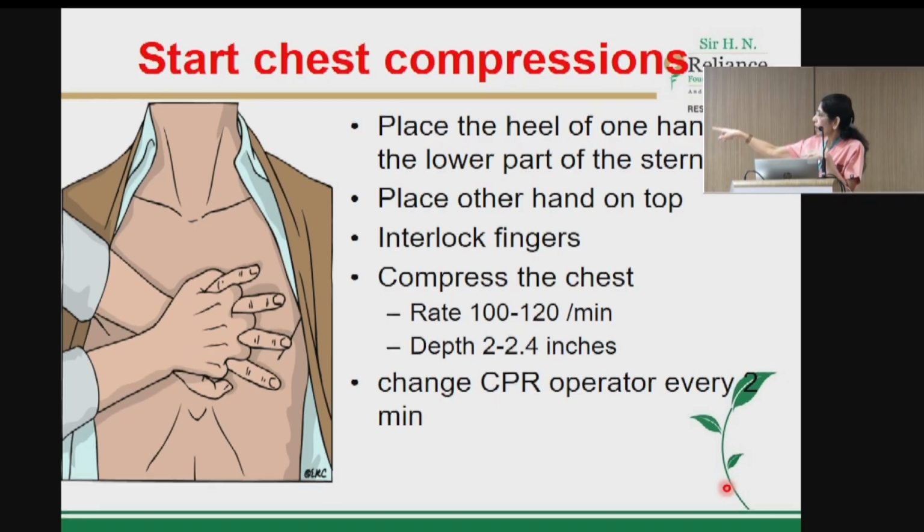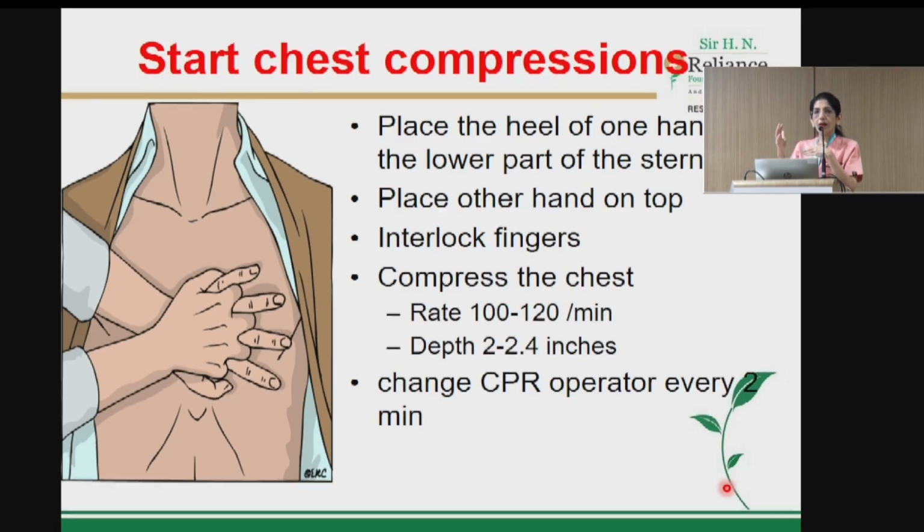So this is how you are supposed to give the compression. Lower part of the sternum and 100 to 120 per minute. Why are we giving 100 to 120 per minute? So that if the normal heart rate is between 60 to 80, and if we give compressions at about 100 to 120, then at least 80 compressions will be effective and it will generate the cardiac output.